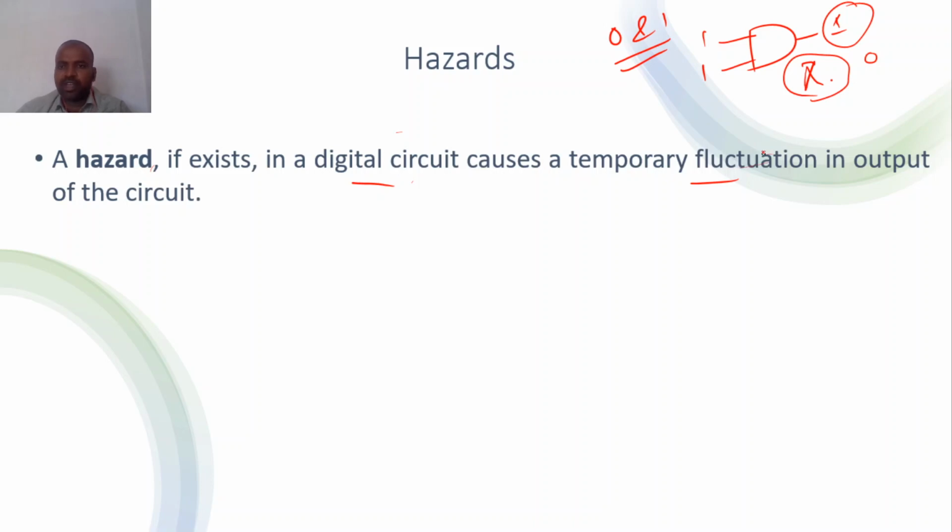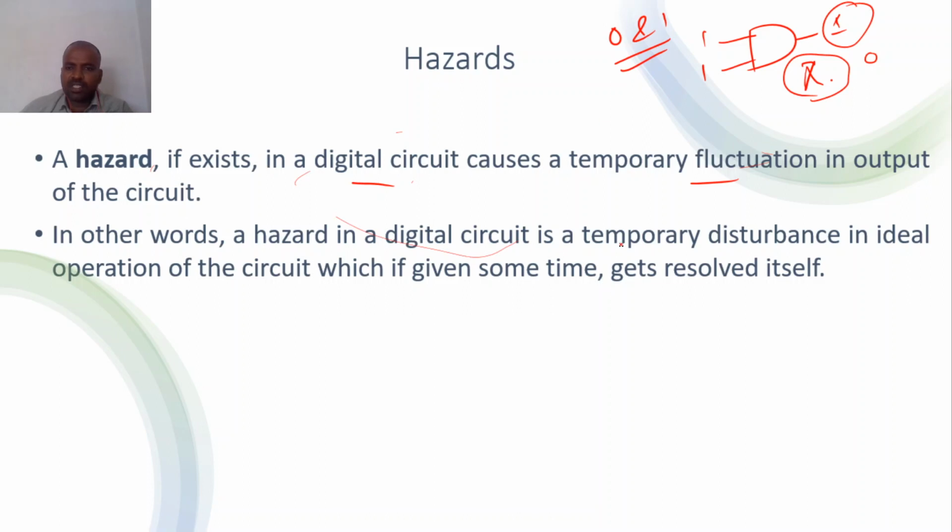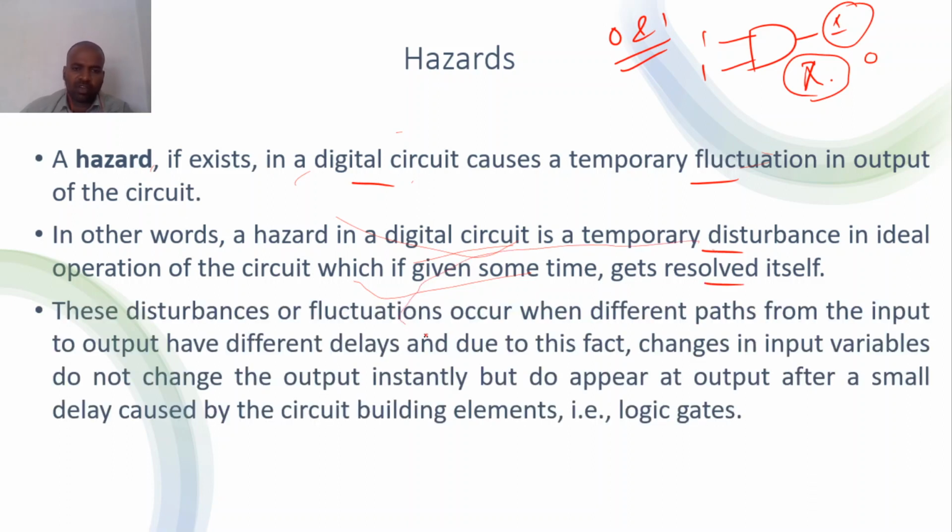Okay, so the temporary fluctuation: they are expecting one output but unexpected outputs are coming, that is called a hazard. In other words, a hazard in a digital circuit is a temporary disturbance in the ideal operation of the circuit, which sometimes gets resolved by itself. These disturbances or fluctuations occur when different paths from the input to output have different delays, and due to this, changes in the input variables do not change the output instantly, but appear at the output after a small delay caused by the circuit building elements or the gates. So hazards mean a fluctuation, that is unwanted output.